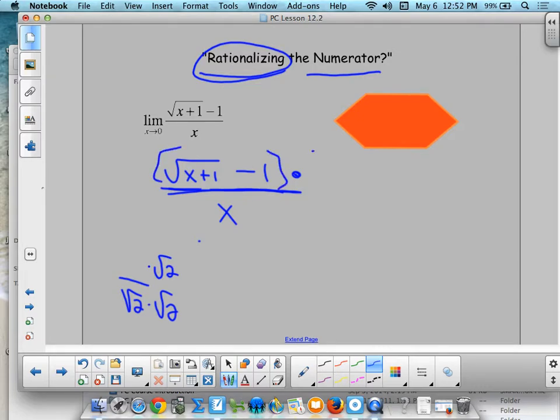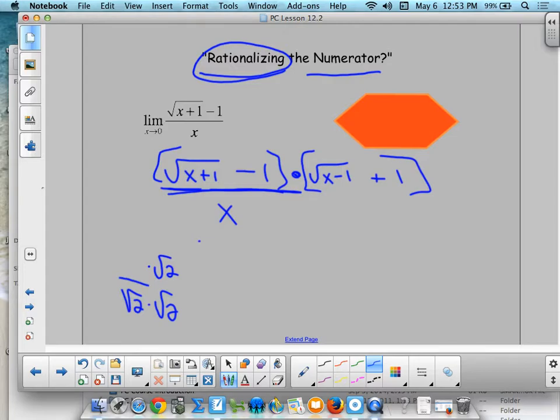Multiply by what? Square root of x. You said minus 1? Yeah. Then what? That's it? Plus 1. Plus 1? What do you think? Oh, they're so close. They were so close.